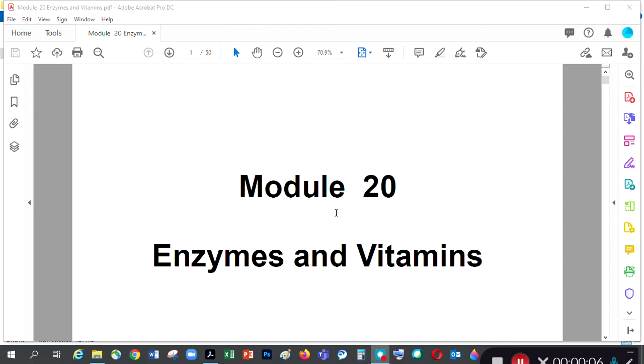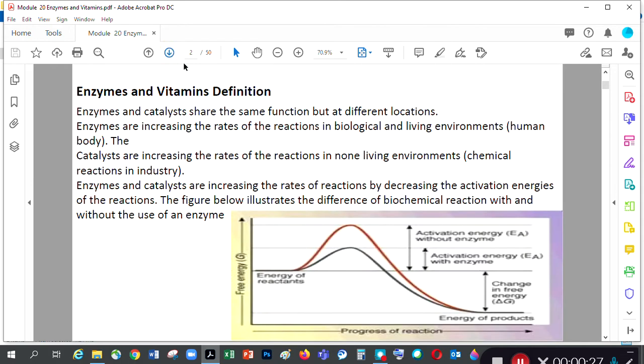Today we'll discuss module 20, the enzymes and the vitamins. It will be two parts. We'll stop at the part where the regulatory enzyme types are covered, and then we'll come to the second part, where we'll continue on the module itself. So let's look at the definition of an enzyme.